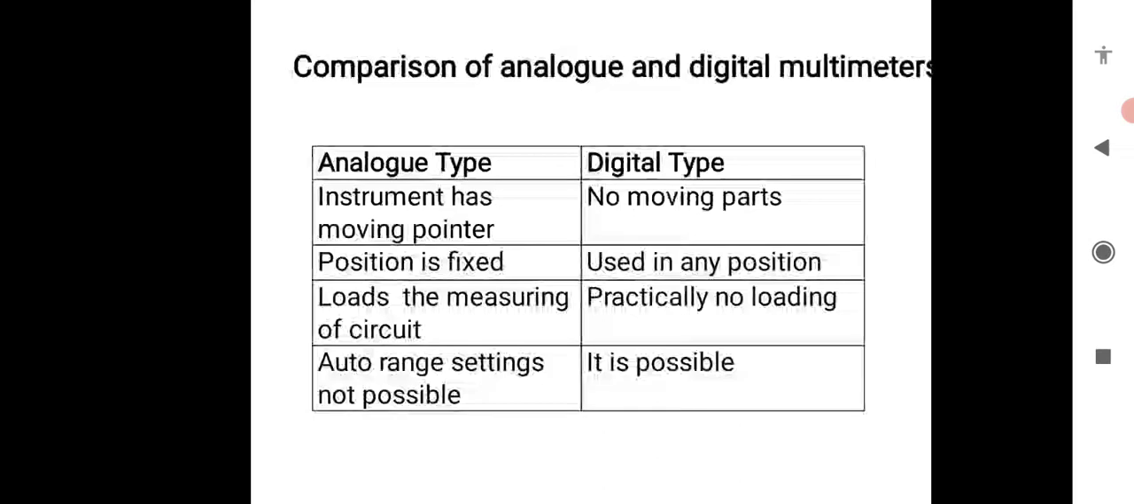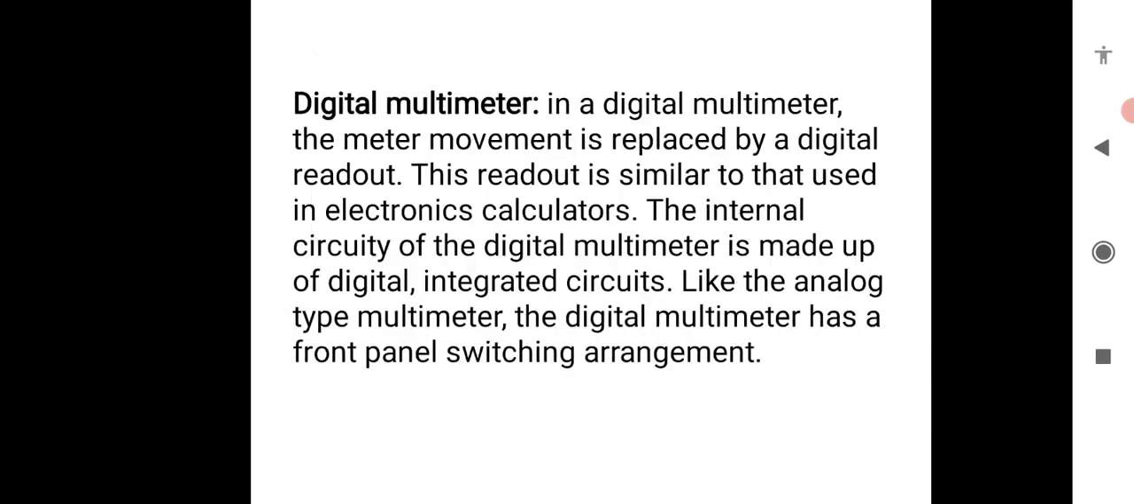The comparison between analog and digital multimeters. In case of analog, the instrument has a moving pointer. In digital, there are no moving parts. In analog, the position is fixed. In digital type, it can be used in any position. In analog type, loading of the circuit being measured occurs. In digital types, no loading occurs. Auto range settings are not possible in analog, and in case of digital it is possible.